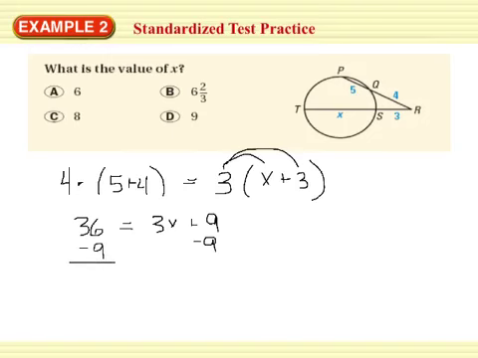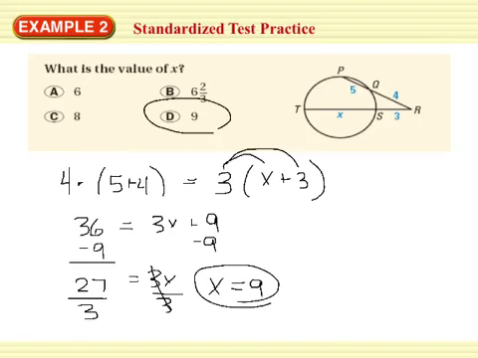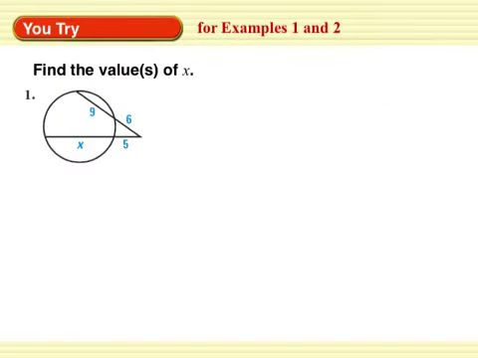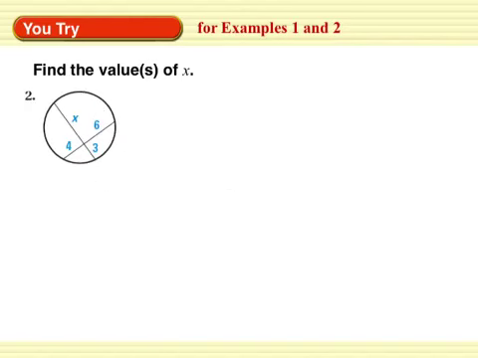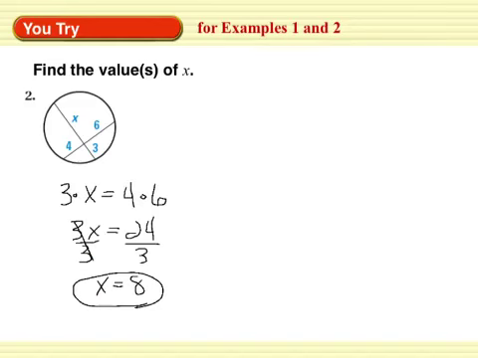36 minus 9 is 27 equals 3x. X equals 9. And there we go. You try, push and pause. There we go. Check it out.